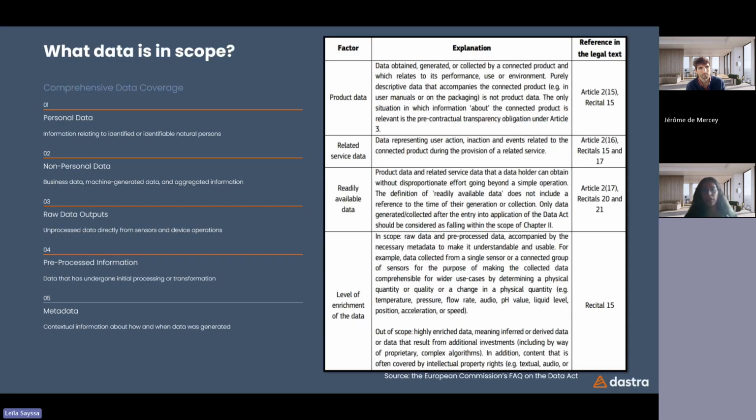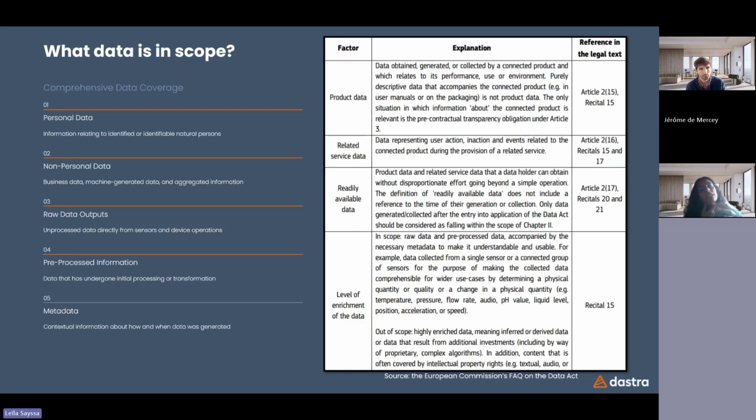So what data are we talking about? What is the data in scope here? Of course, it covers personal and non-personal ones, as we've already said. But most importantly, the data that is in scope in the Data Act is what we call raw and pre-processed data, which concerns the performance, the use, the environment of the connected product, and that is readily available to a data holder.